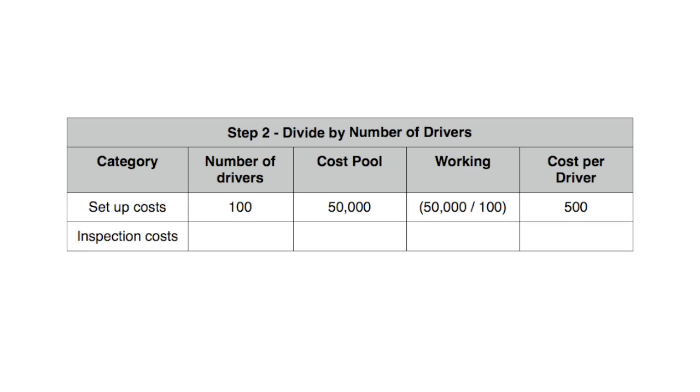Let's do the same for inspection costs. Total number of inspections are 50. Again, our cost pool is 50,000. So our working is going to be 50,000 divided by 50, giving us a cost per driver of 1,000. So that is step 2 in our ABC, calculating the cost per driver.